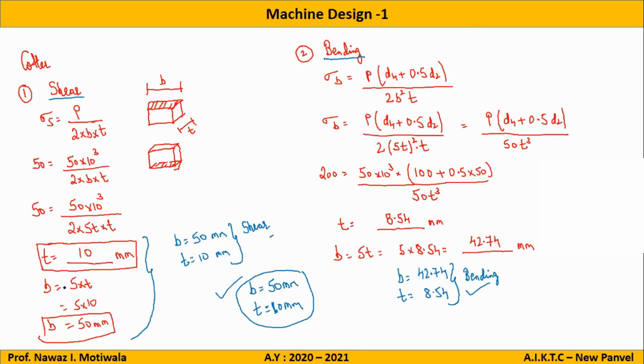Any doubts? No doubt, sir. सर इतना ही करना है क्या सर? No doubt. Question में इतना ही पूछा था ना. Find B and T. So with this also I declare that this topic of design of cotter joint is completed.